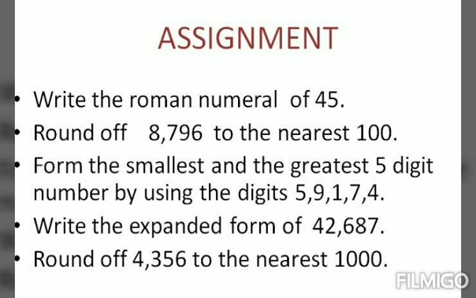Next, round off the numbers to the nearest thousand. Next one, form the smallest and the greatest 5-digit number by using the given digits. Next one, write the expanded form of the given number. Next one, round off the given number to the nearest thousand. Second question is round off to the nearest 100. This one is round off to the nearest thousand.